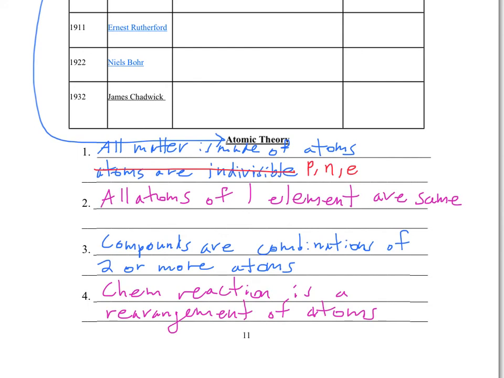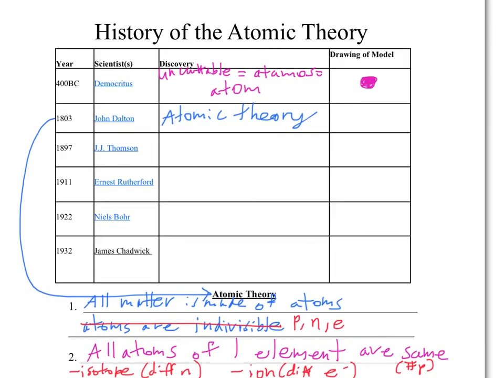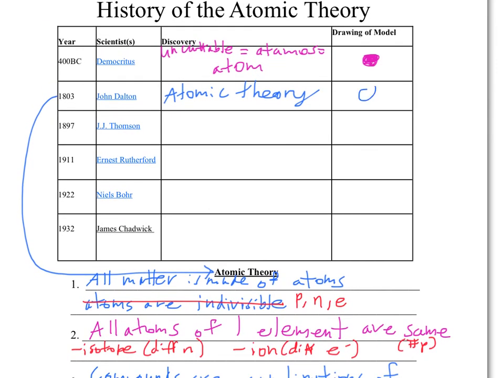He also said that all atoms of one element are the same, and in most cases they are the same in number of protons, and that's how we name an element. However, an isotope has a different number of neutrons, and an ion has a different number of electrons. But besides those 2 mistakes, the rest of these postulates are entirely correct. So a visual depiction of Dalton's model would just be a solid ball still. He doesn't know about anything included on the inside of the atom.